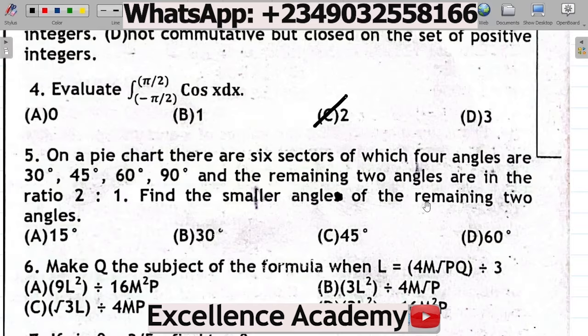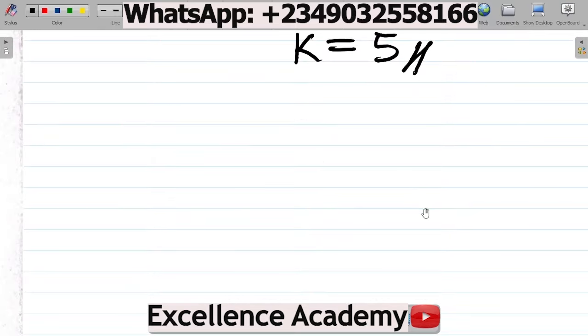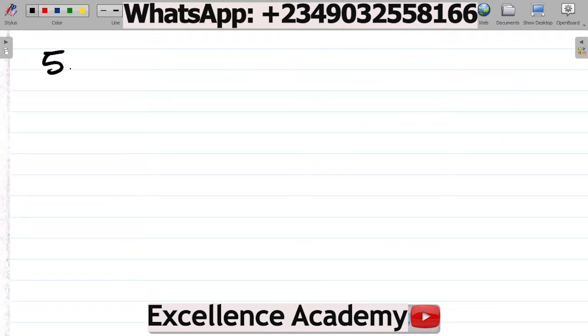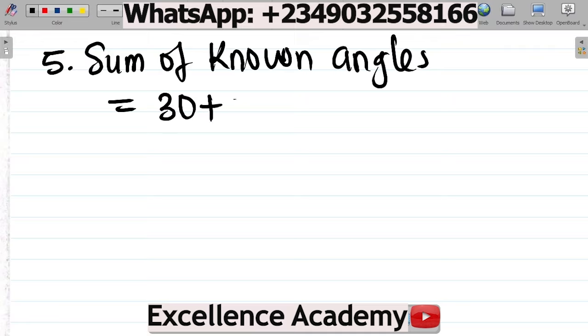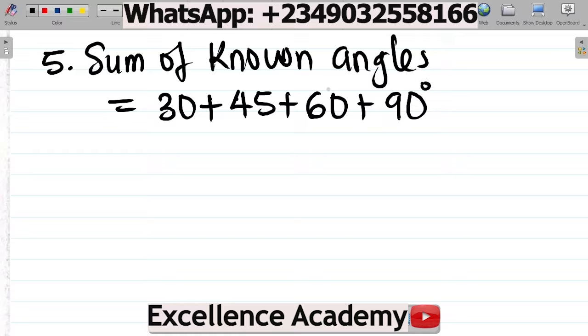So how do we solve question number 5? For question 5, the first thing we do is to find the sum of the known angles. Let's start with the known angles. The sum of the known angles becomes 30 plus 45 plus 60 plus 90. These were the given angles, of course, all of these in degrees. If you sum all of this, what you will have there is 225 degrees. All right, so this is the sum of the known angles.